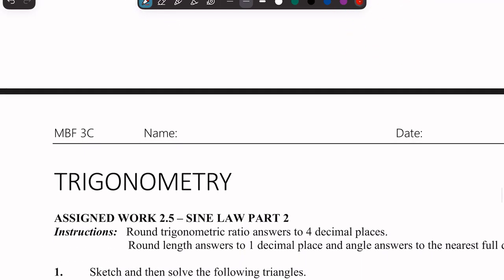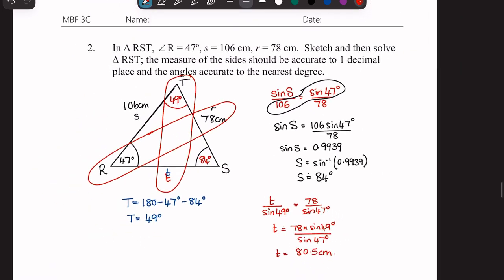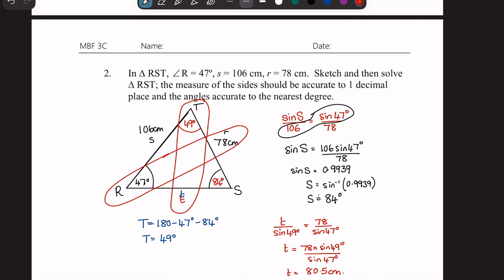Okay. And that's really all there is to it. You have some assigned work to practice on. Practice makes perfect. And you just follow the steps that I've gone through. You shouldn't have any issues.